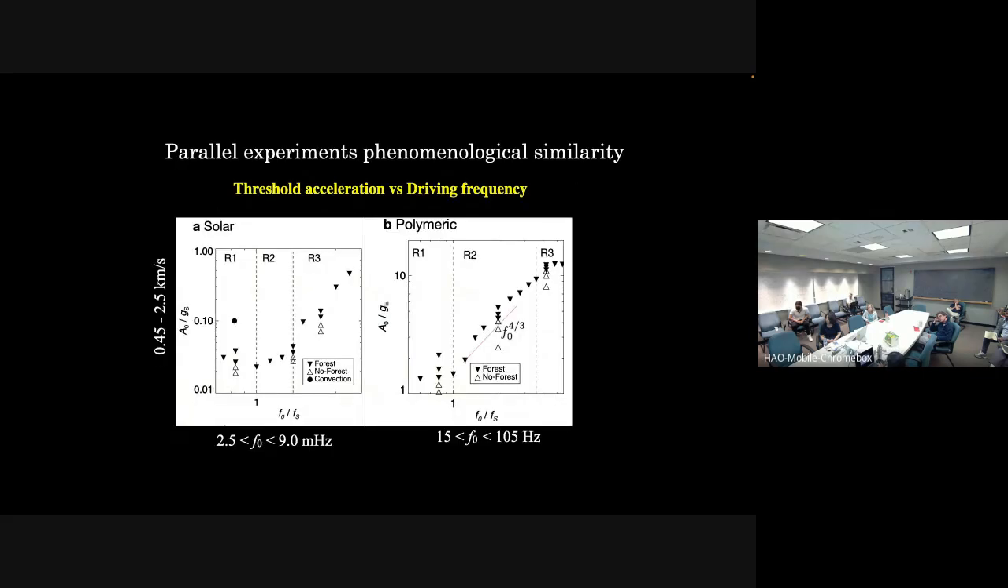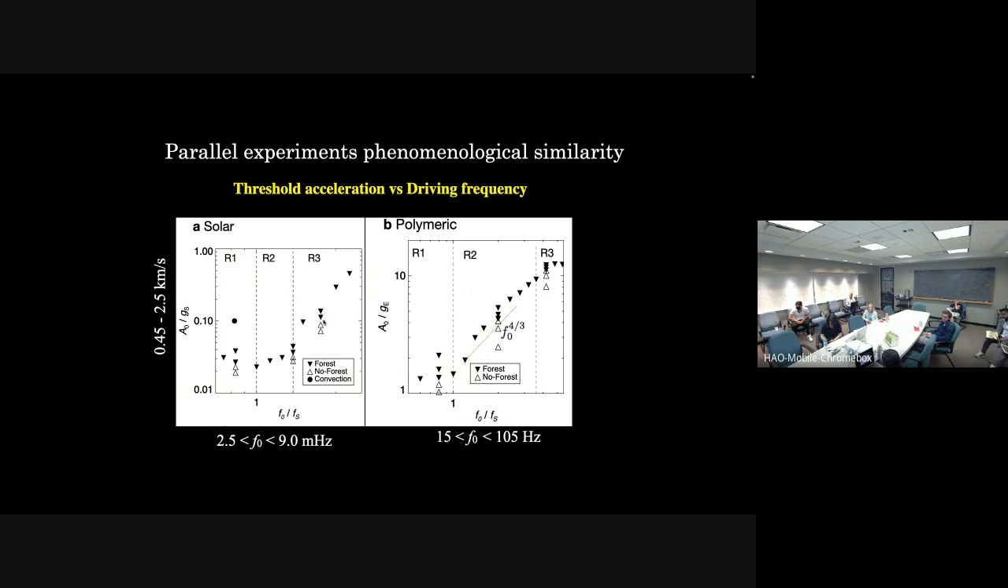So now let us put everything in this phase space, which is made out of the acceleration, the driving A divided by the solar gravity, scaled by the solar gravity, versus the frequency, which is also scaled by a particular value, say, 3.3 millihertz or something. Now, in both these plots, each of these symbols, closed or open triangles, represents an experiment. So we did that many experiments. Actually, more than that, we haven't represented some more here.